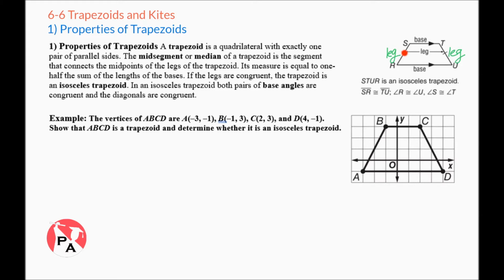These small lines indicate that the legs are equal in length. That means the trapezoid is an isosceles trapezoid. So if two sides are equal to each other, then it's called an isosceles trapezoid. And right here, let's go over this part.